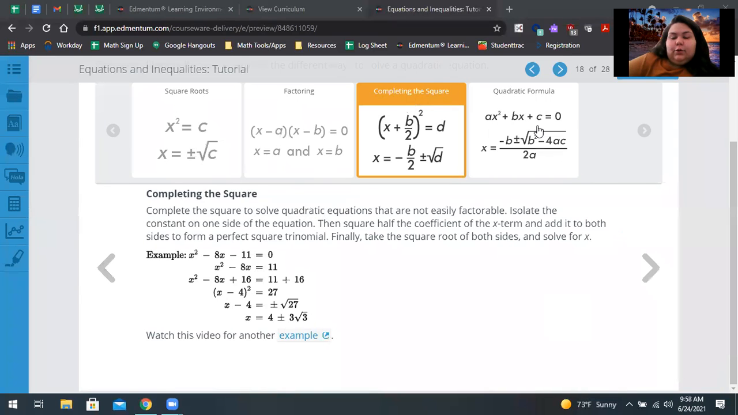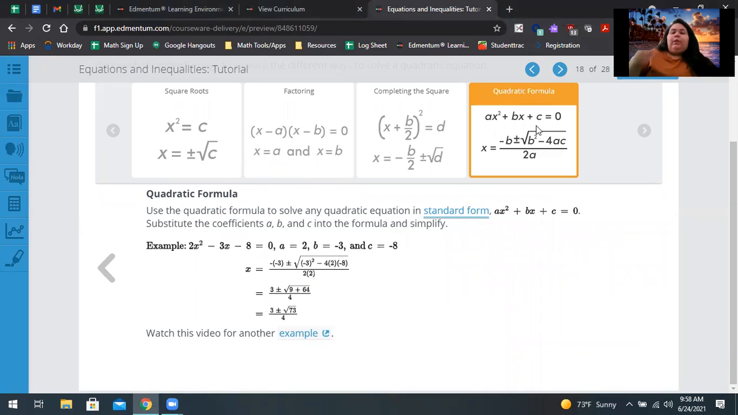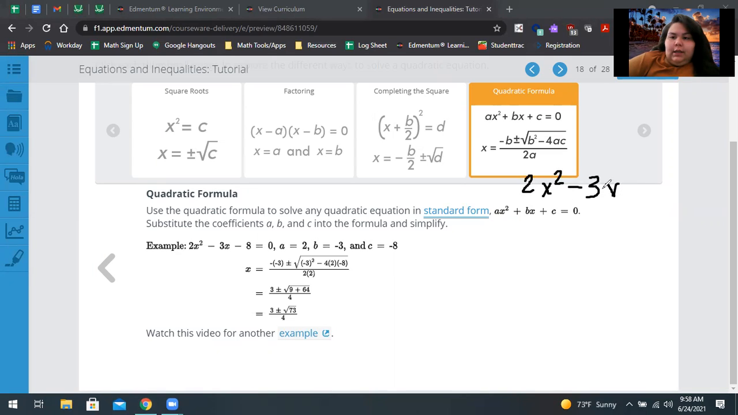Let's go ahead and take a look at the quadratic formula. So the quadratic formula, again, is one of those rules that applies where you need to make sure it's equal to 0. Everything else needs to be on one side. So if we take a look here, they have the equation as 2x squared minus 3x minus 8 equal to 0. So the first thing, if you are going to solve with the quadratic formula, you need to identify your a, b, and c.